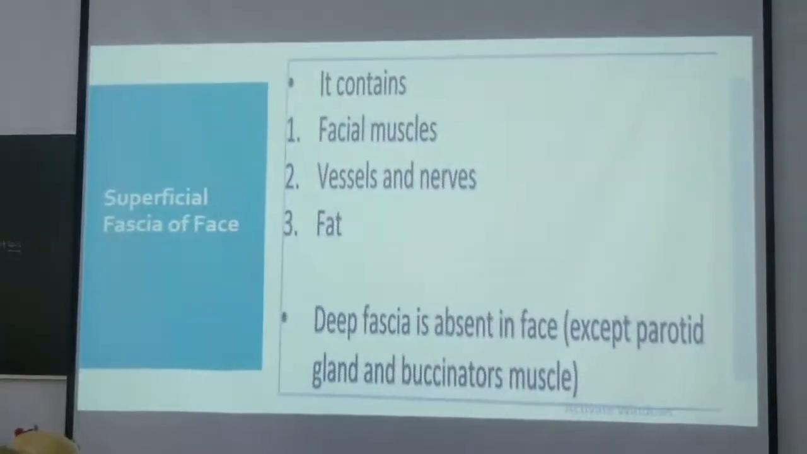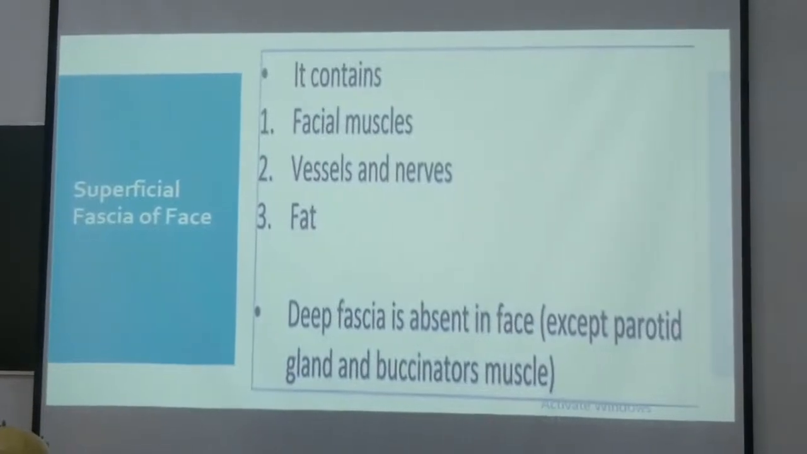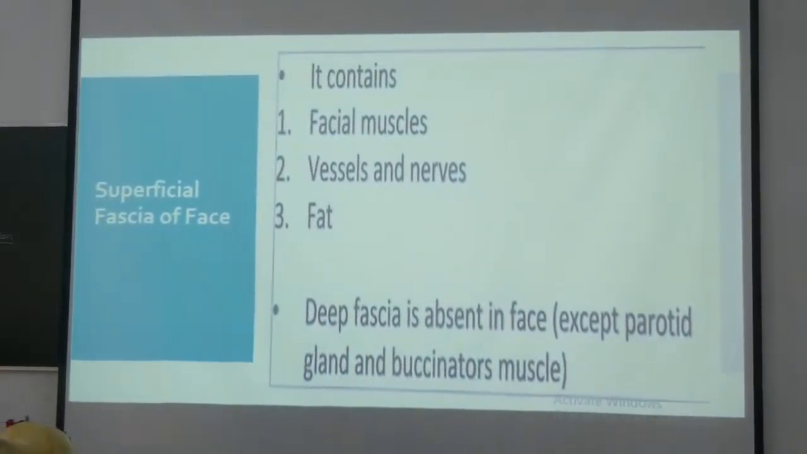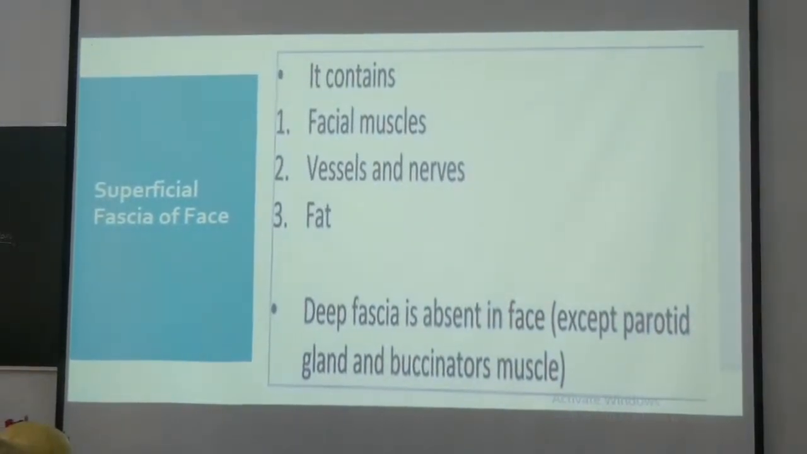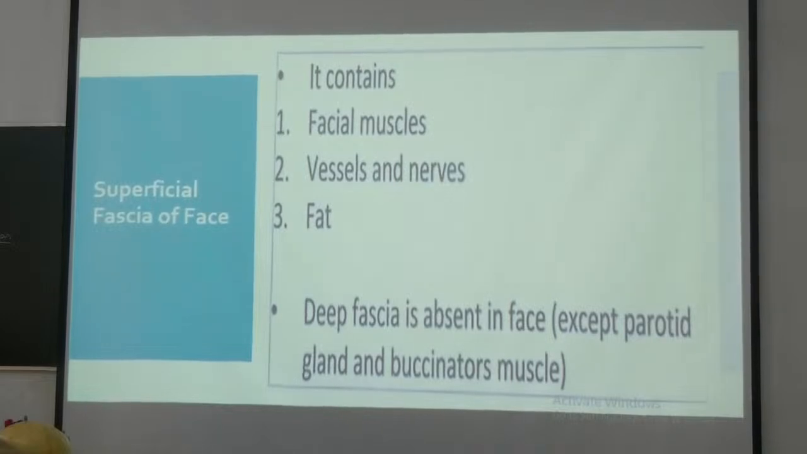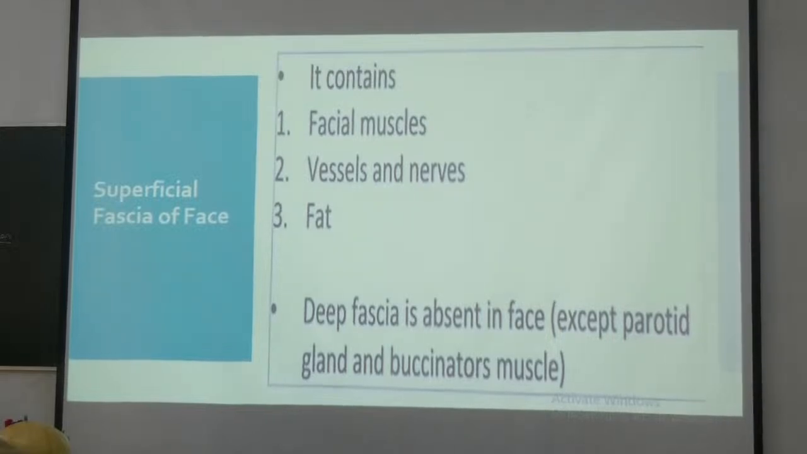So next one is superficial fascia. What are the contents of the superficial fascia? Number one is facial muscles. Okay, second one is vessels and nerve, and the third one is the fat. Okay, so deep fascia is absent in the face. This thing we have already discussed. It is only present on the parotid gland and also the buccinator muscle.